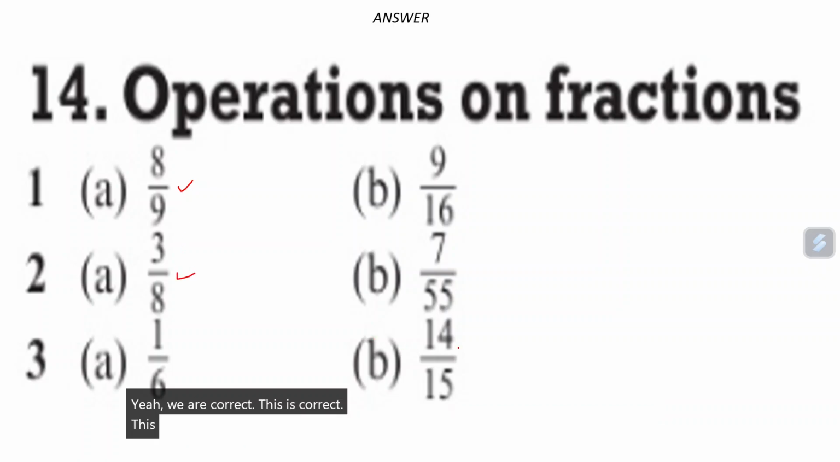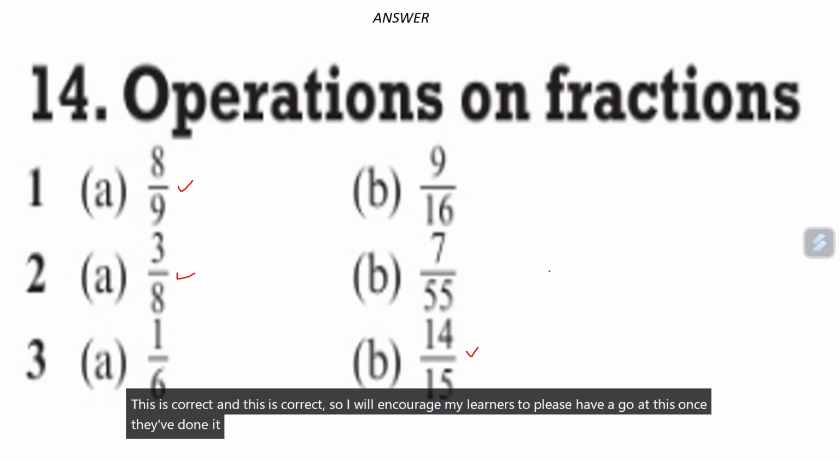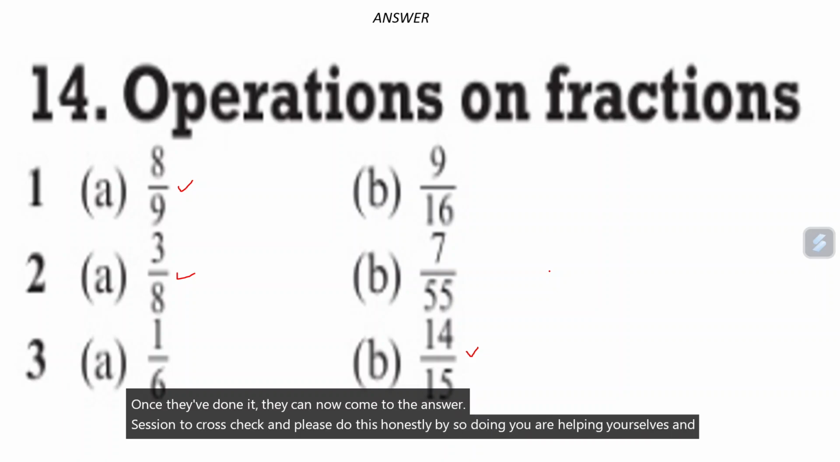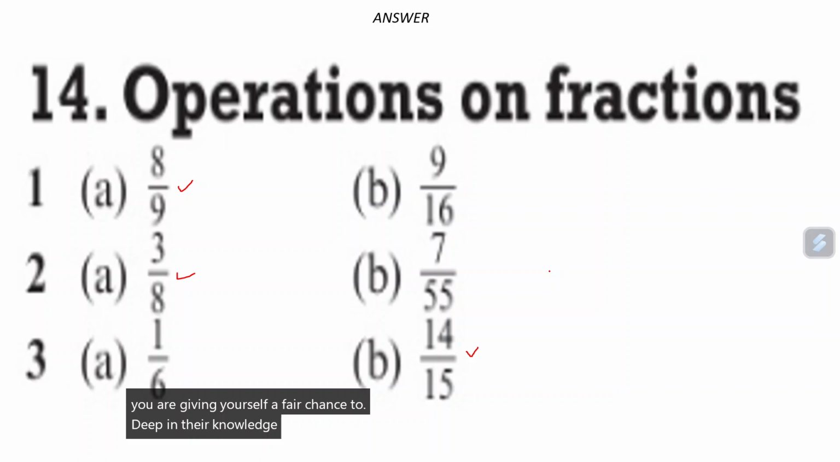This is correct. This is correct. And this is correct. So I will encourage my learners to please have a go at this. Once they've done it, they can now come to the answer session to cross check. And please do this honestly. By so doing, you are helping yourselves and giving yourself a fair chance to deepen your knowledge on addition, subtraction, multiplication, and division of fractions.